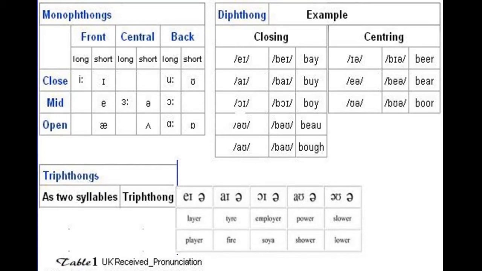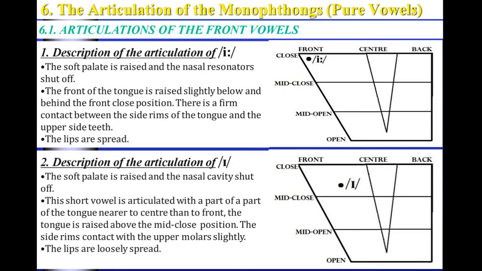The fourth one is ow, for example, how, now, house. The last closing vowel is O, a combination of a schwa plus the short U, like in go, low, no.